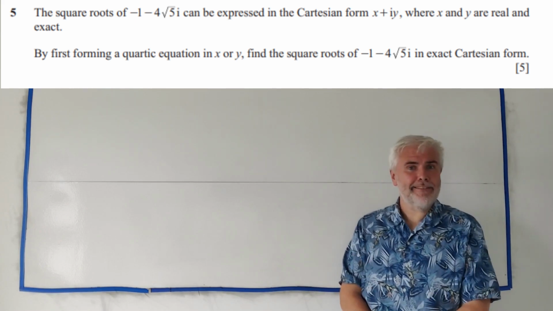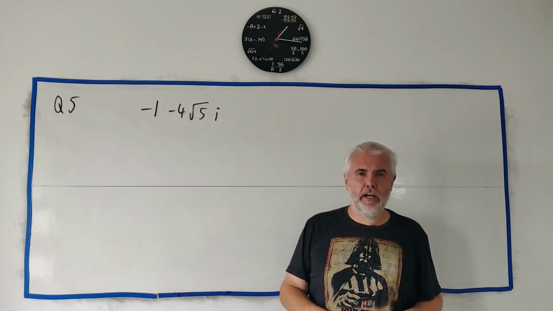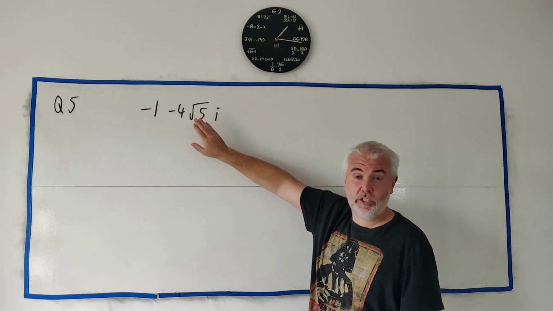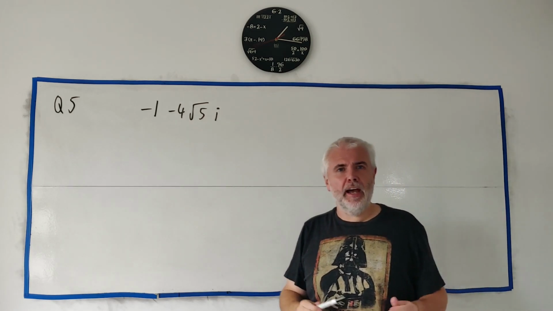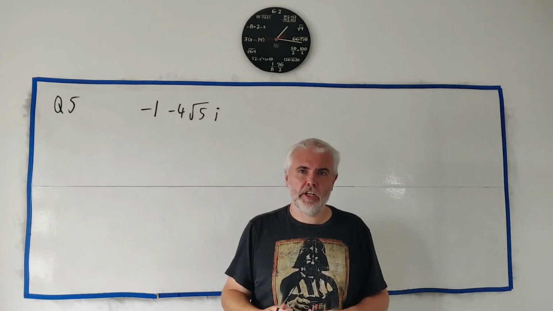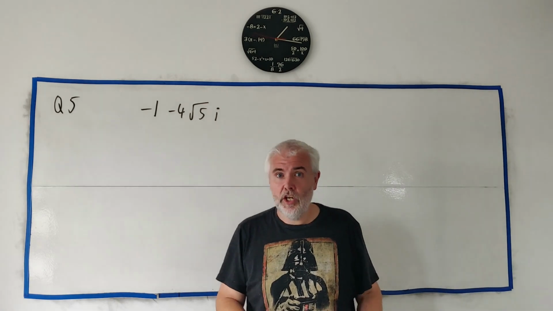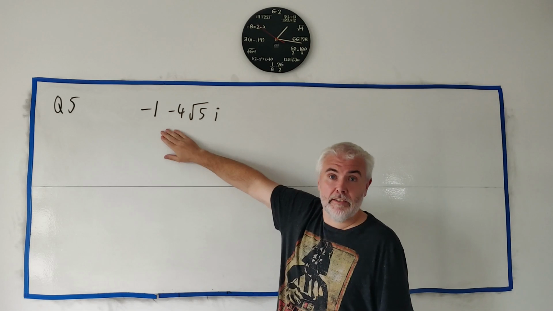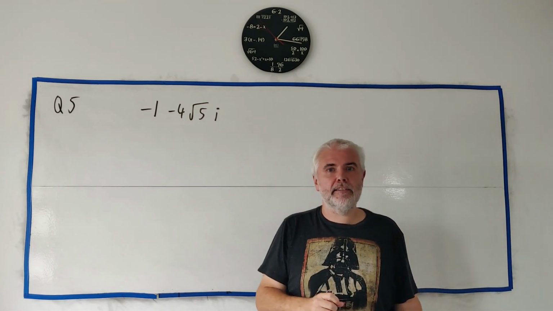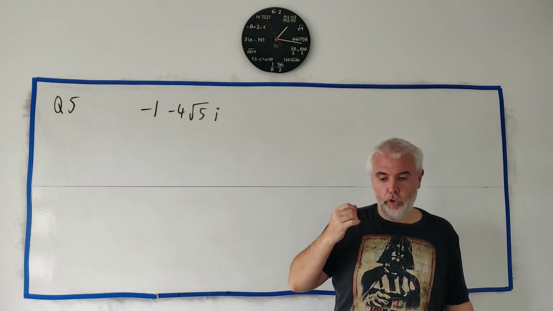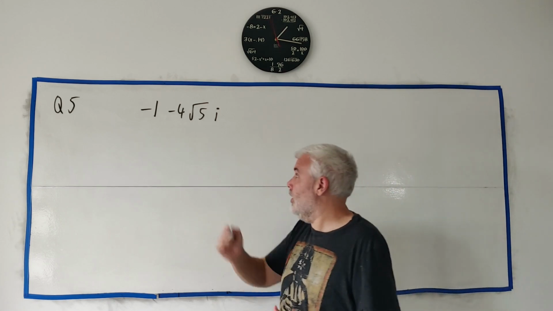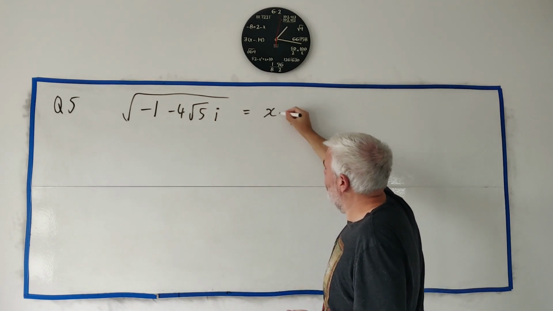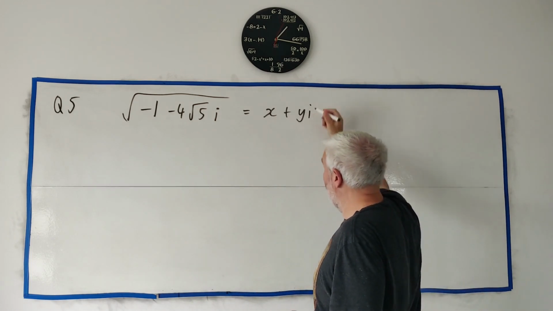Okay, let's get into the maths. In question 5, they give us this complex number here, -1 minus 4 multiplied by square root 5 i. And they don't say it as clear cut as most students would like, but what they're asking about here is the square root. They say the square root of this can be represented in the form x plus i times y. So to write that down another way, the square root of this can equal x plus yi.